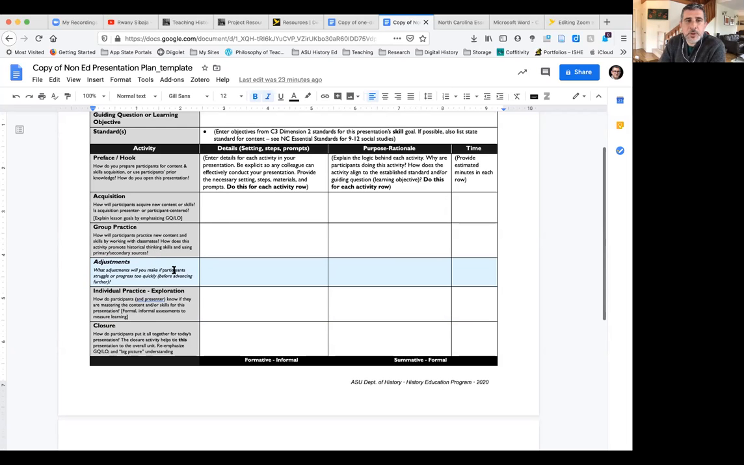I'm going to skip the blue row. And then the next one is, how do you get people to practice on their own, to see if they really understand what you're trying to present to them through this digital tool that you've developed or this digital platform. And then finally, how would you bring the presentation to a close?